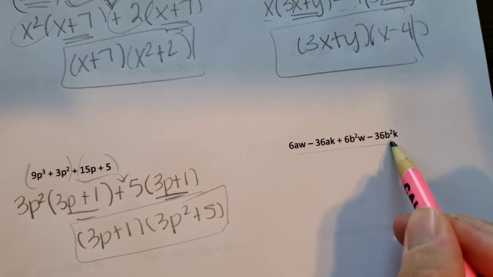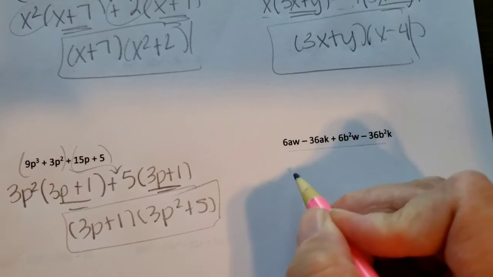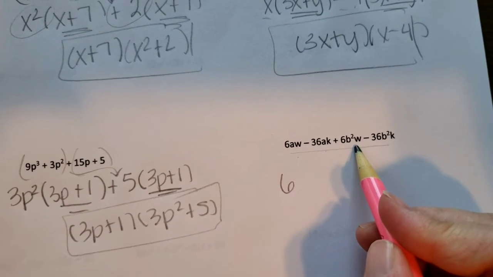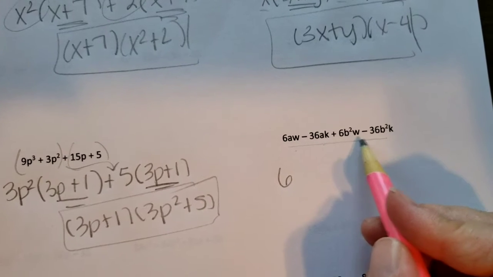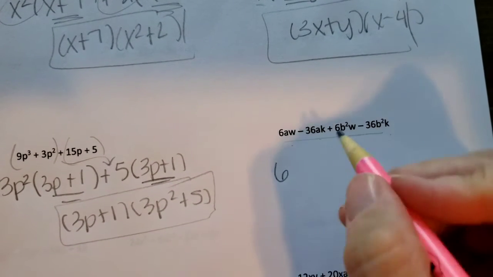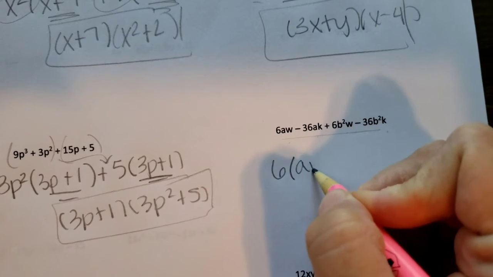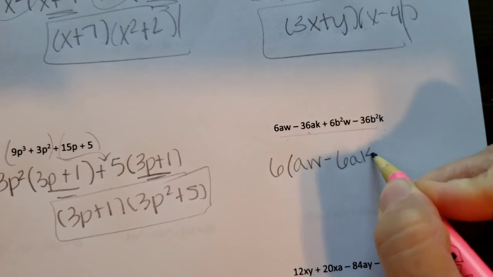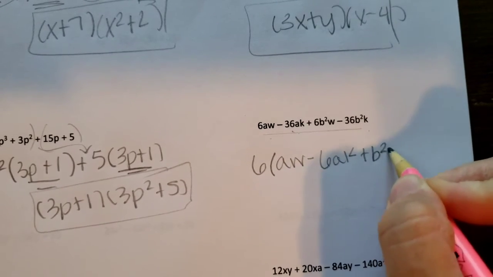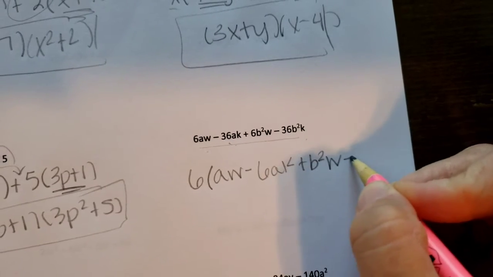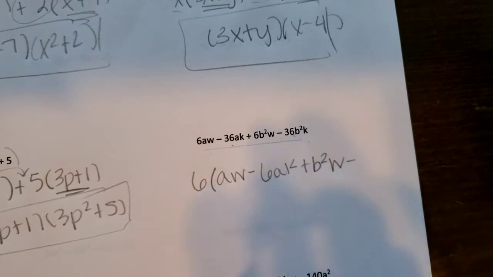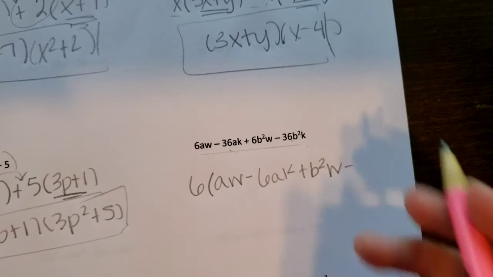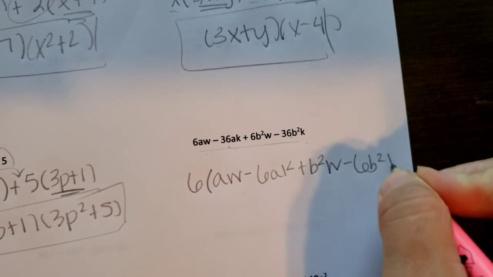Glancing across here, I actually see a 6 that can come out of everything. Let me see if there's any variables. He's got an a and a w, an a and a k, no a's here. Nothing. It doesn't look like they can come out of everything. So leaves behind an a, w minus, I got my 6 out, so 6ak plus b squared w minus, I got 6 out of here. Well, actually, yes. I'm doing so far with all the 6s. So I got the 6 out of the 36, so 6b squared k.